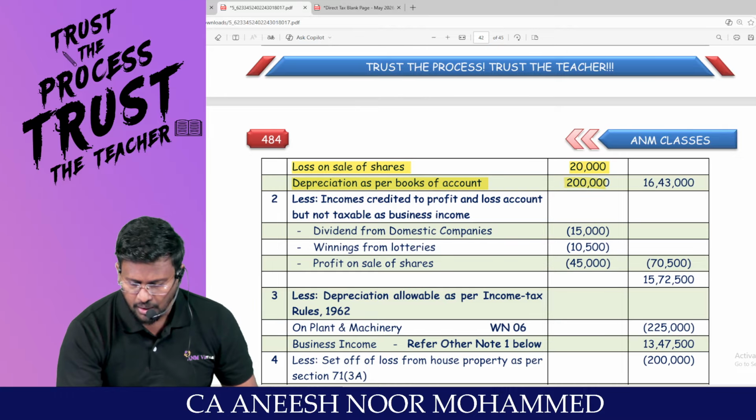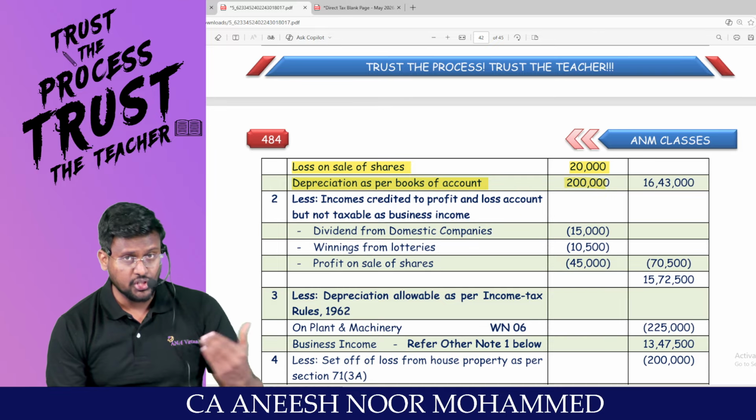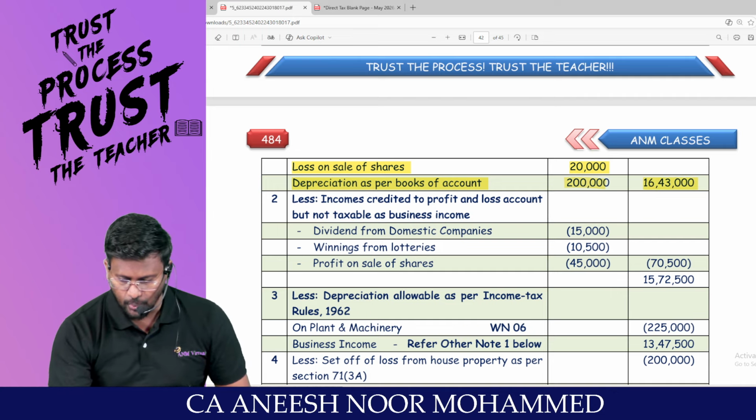Depreciation as per books, my dear lovable students, would have been provided on SLM basis. But the correct depreciation calculation details have been given. We will be calculating and reducing the depreciation. You will end up with a subtotal.